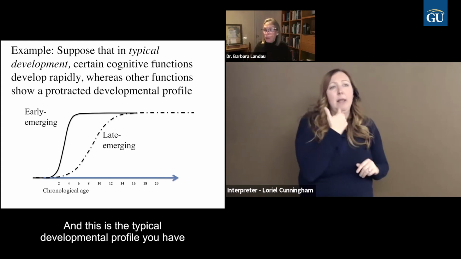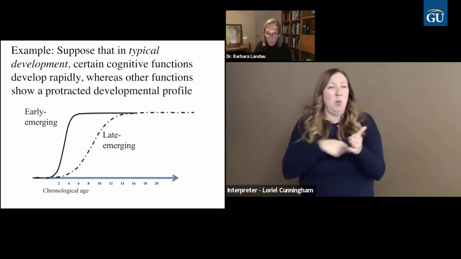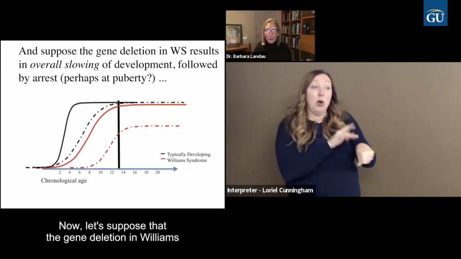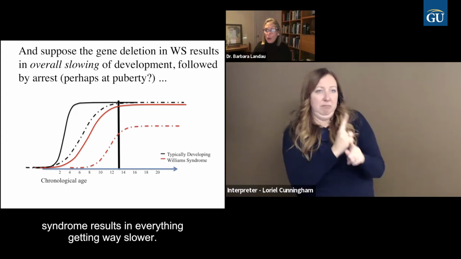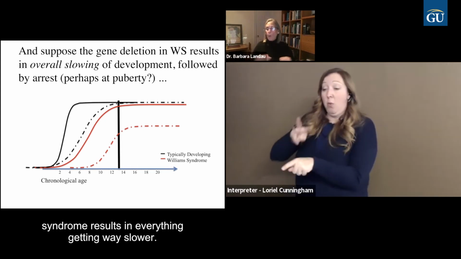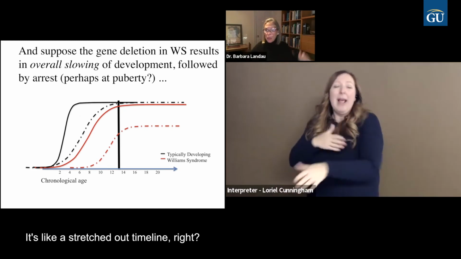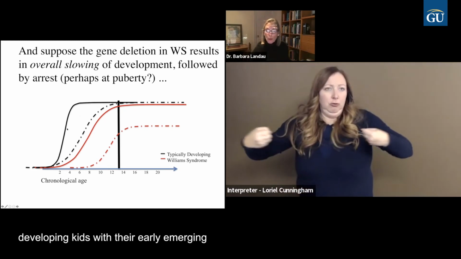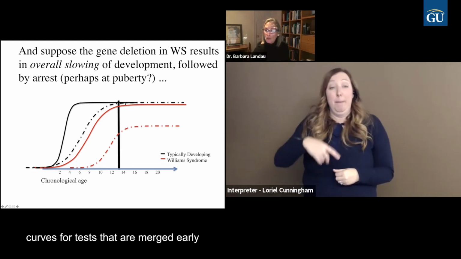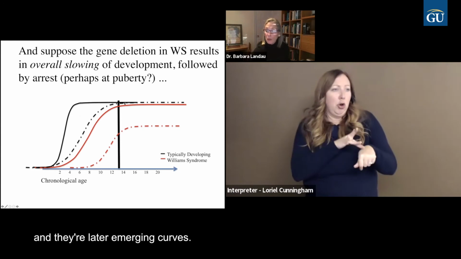And this is the typical developmental profile. You have to split the tasks into early and late emerging. Now let's suppose that the gene deletion in Williams syndrome results in everything getting way slower. It's like a stretched out timeline, all right? And so we again have in black the typically developing kids with their early emerging curves for tasks that emerge early, and their later emerging curves.